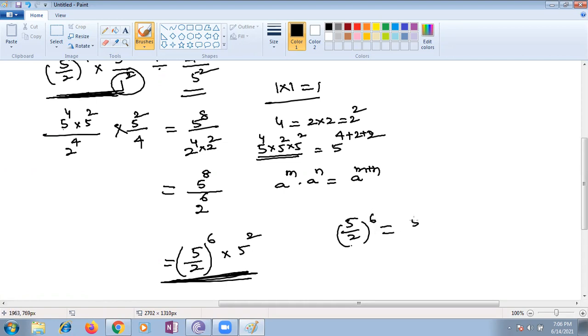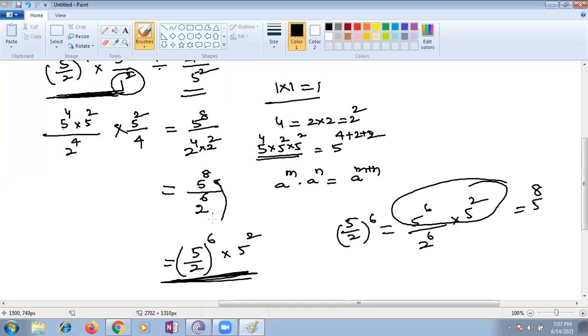Please expand. What it becomes is 5 power 6 divided by 2 power 6, into 5 square, I'm writing. If you combine these two, what happens once again? 5 to the power 8. Is it the same, right? What was your previous step? Can we express it like that? Yes or no?